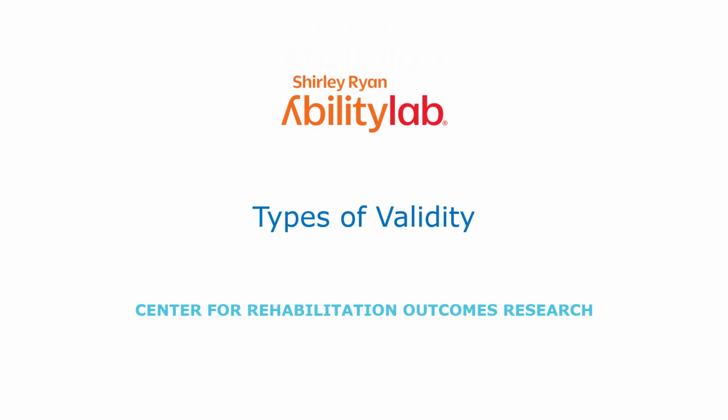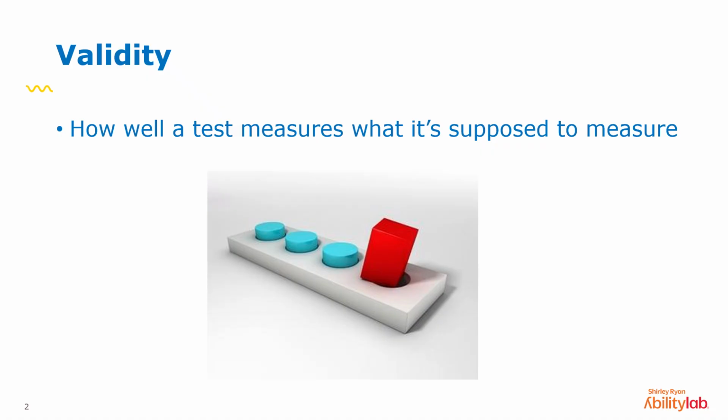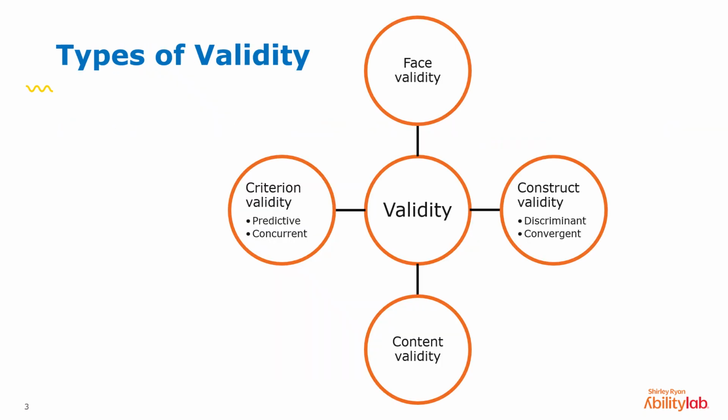In this video, we will review the different types of validity. As a reminder, validity is the assessment of how well a test measures what it's supposed to measure. The four main categories of validity all contribute to the overall validity of a measure. In this video, we will review face validity, content validity, criterion validity, and construct validity.